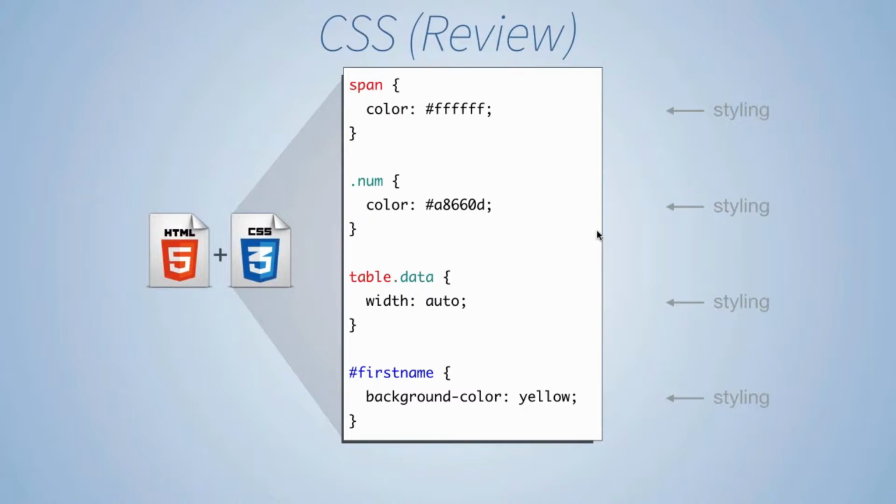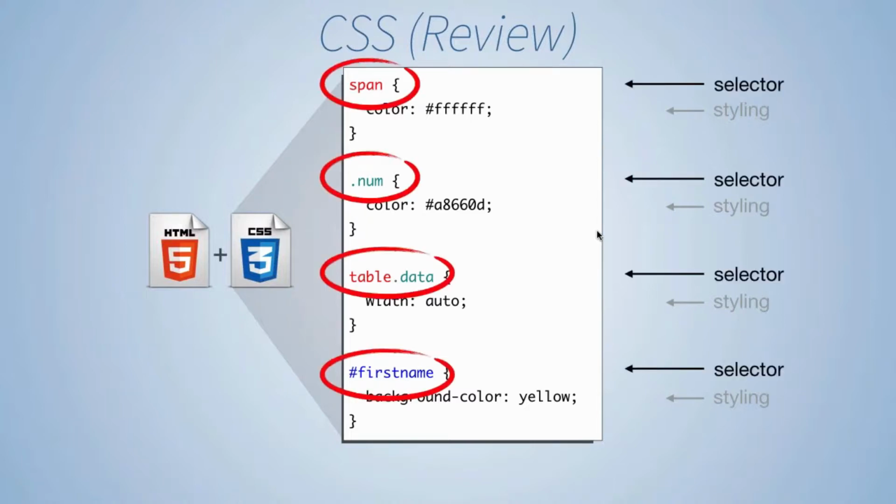And then we're choosing a width lower down, and we're choosing a background color lower down. This is styling. The other part of the CSS, the part that we'll rely on, are selectors. So where it says span or .num or table.data, this tells your web browser which parts of the HTML document to apply the styling to. For example, that color FFFF, that's only going to be applied to span tags.